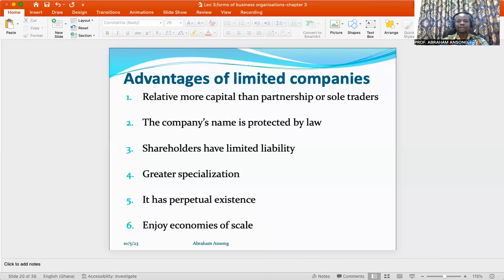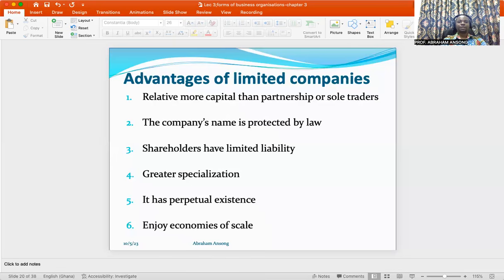Point 2 is that the company's name is protected by law. And in business, this cannot be treated lightly. The fact that it is protected by law. Businesses invest a lot in what is known as brand name or brand image, because largely what we buy, what we wear, what we eat are names. Okay, so names come with some image, some reputation in terms of quality, in terms of durability, in terms of efficiency, and all manner of things.